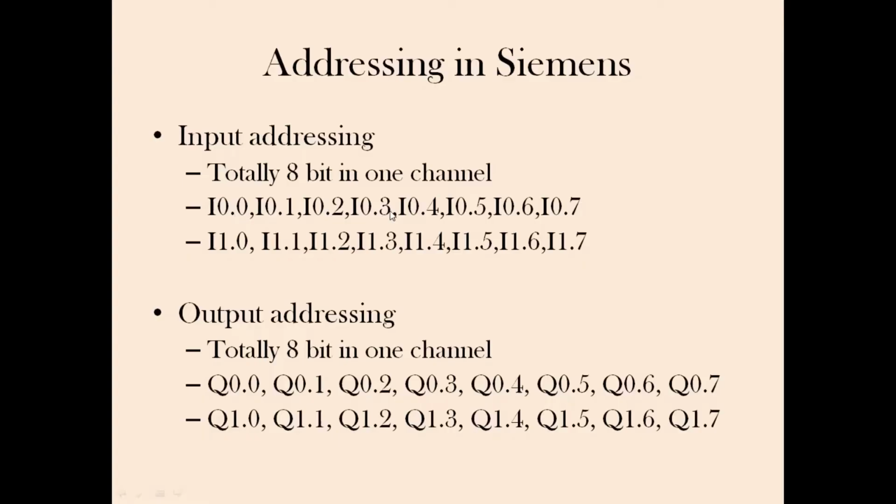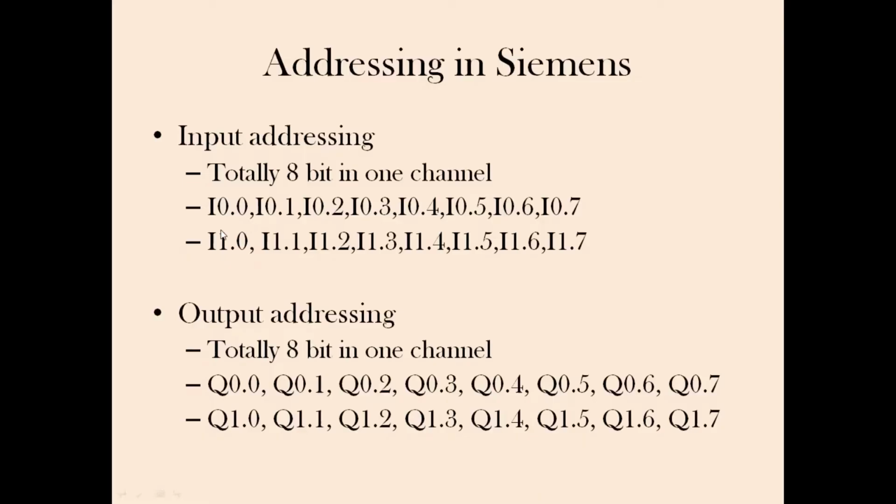Fine. So there is input addressing and output addressing also. Each channel will share the 8 bits. For one digital input, you will be taking 1 bit. Suppose in your project you are going to use 9 inputs, you will be taking I0.0 for your first input, second, third, fourth, fifth, sixth, seventh, eighth, and this one. So totally you have 9 inputs. You will be using addressing like this.